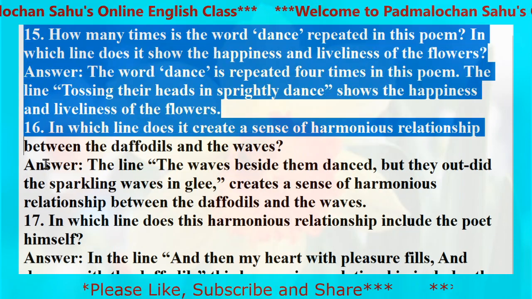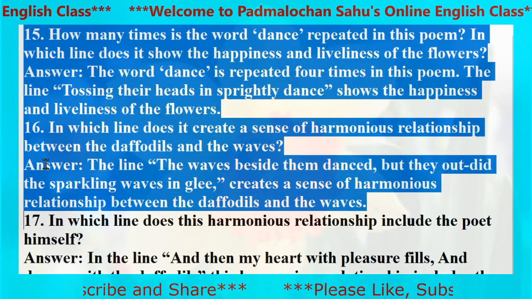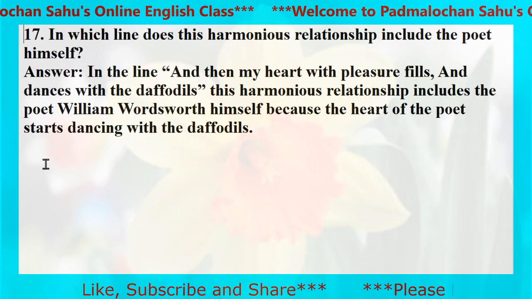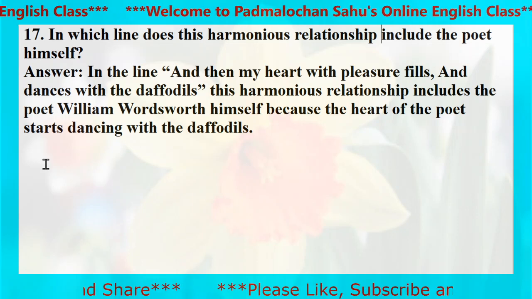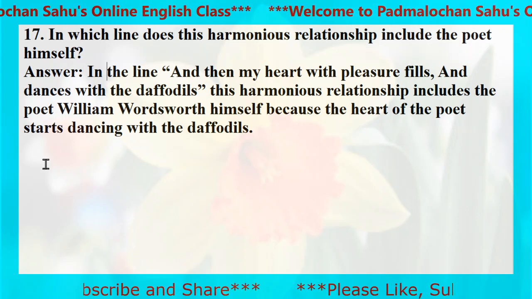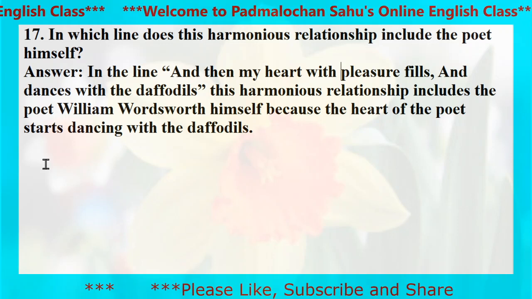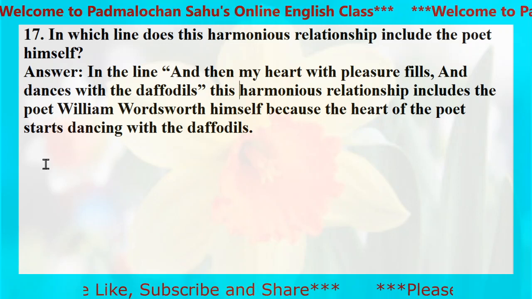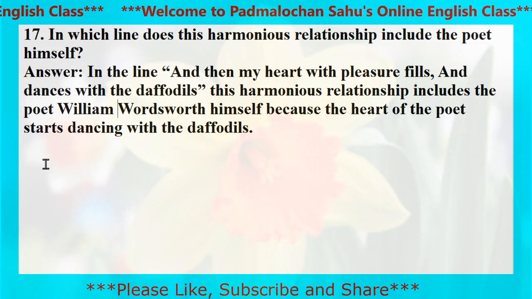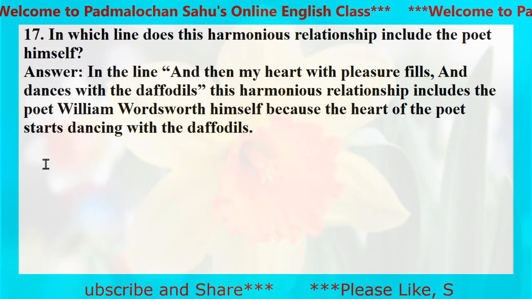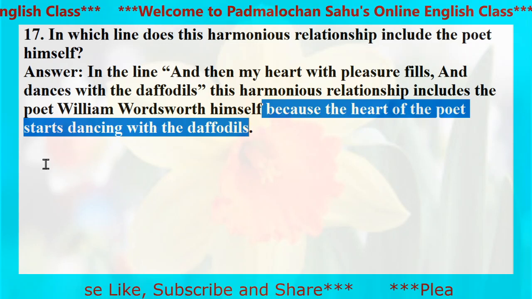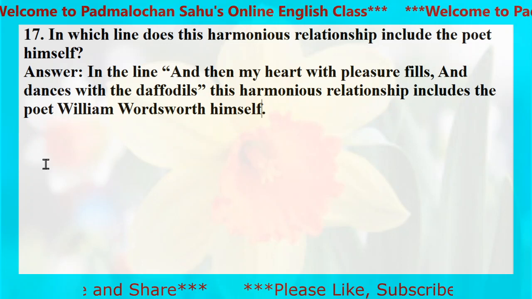So let me delete this one so that you can see. Question 17. In which line does this harmonious relationship include the poet himself? In the line, and then my heart with pleasure fills and dances with the daffodils. This harmonious relationship includes the poet William Wordsworth himself. And you can remove this. No need to make the answer so long.